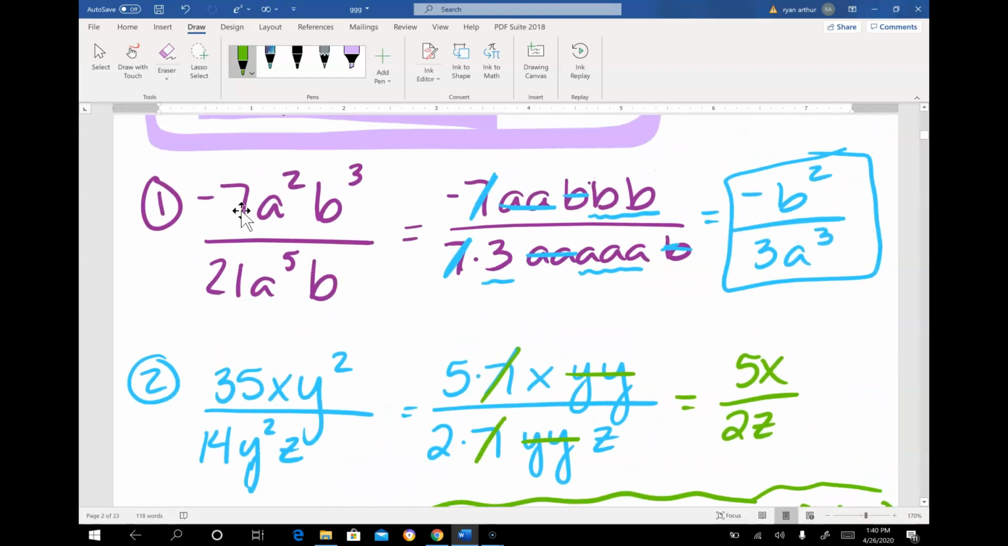Remember, you subtract your exponents when you're dividing them. Here, you would have subtracted 2 minus 5, and that would have given you a to the negative 3, and then to make that negative 3 positive, it goes on the bottom. And then for b, you would say 3 minus 1, and you would get b squared, and it's still on top. Remember, moving exponents from top to bottom makes the exponent change signs, not the coefficient.